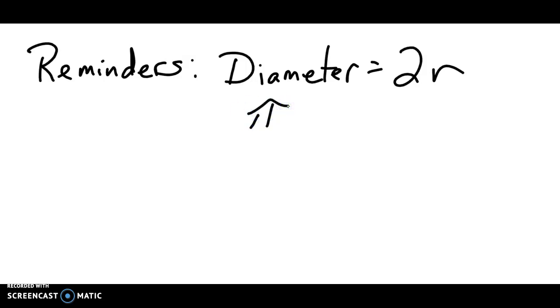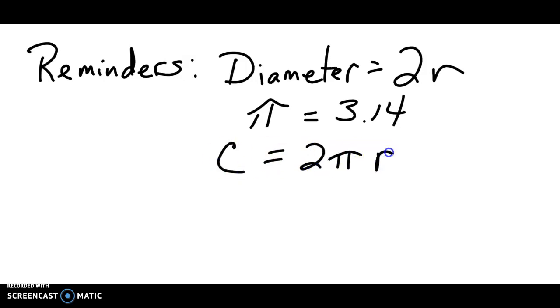For this figure, pi, we're going to use the value of 3.14. And then for circumference, that's going to be equal to 2 pi r, or sometimes you might see it as d pi.